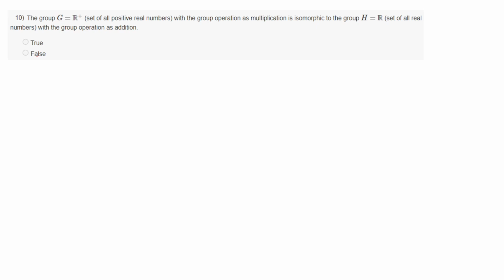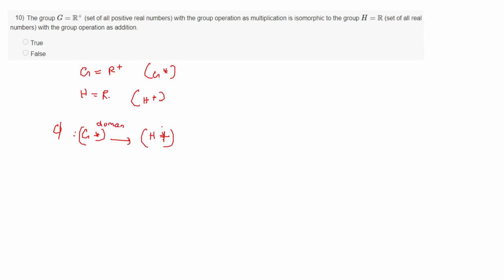So first let us see what is given. G, that is R plus, with group operation multiplication, G star, and H, that is R with group operation addition, H plus. Now we are mapping G star to H plus. So this is the domain, and this is the range.